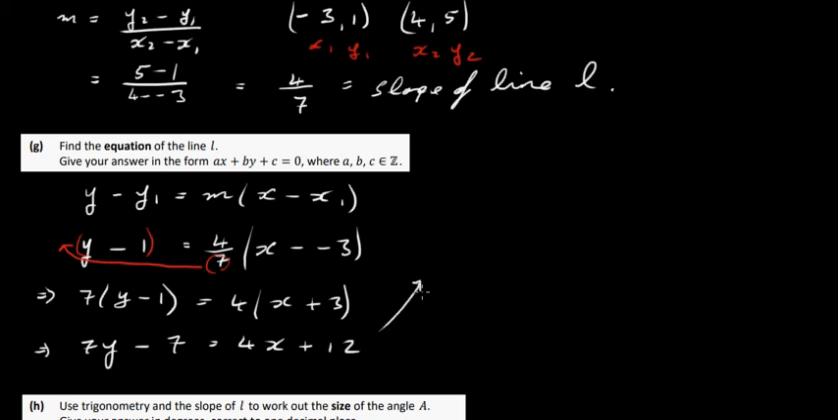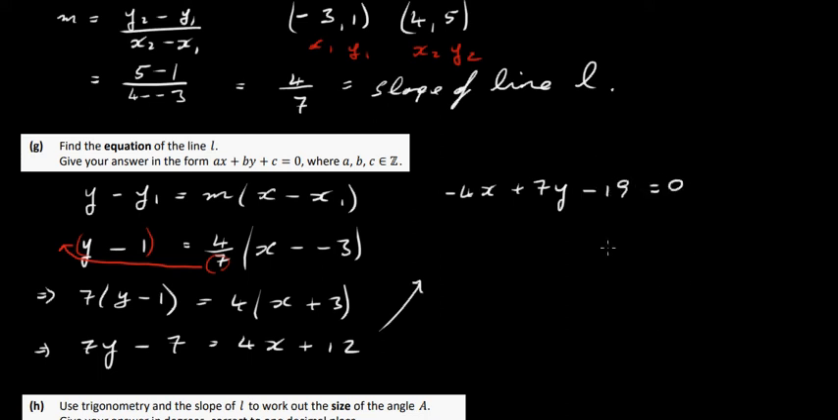Okay, I'm just going to come up here now. Give your answer in the form ax plus by plus c equal to 0. So we got to put x first. We've got to bring everything over to the left hand side. So I end up with minus 4x plus 7y. I got to bring this 12 over here, so subtract 12 from both sides. So minus 7 minus 12, minus 19, equal to 0.